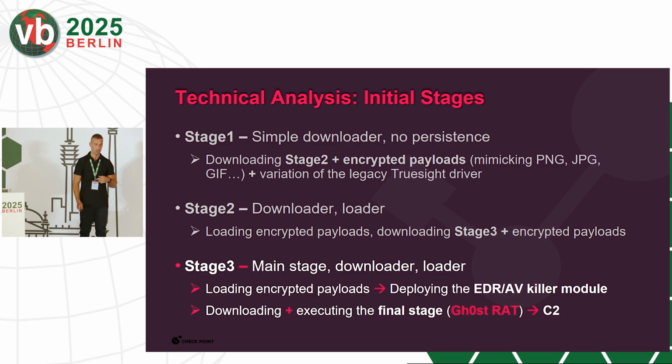And finally, stage 3, which is the main stage, loaded the encrypted payloads and deployed the EDR/AV killer module. After this stage disarmed the system with the EDR/AV killer module, it downloaded and executed the final stage, which was Ghost Thread. And the C2 communication began.